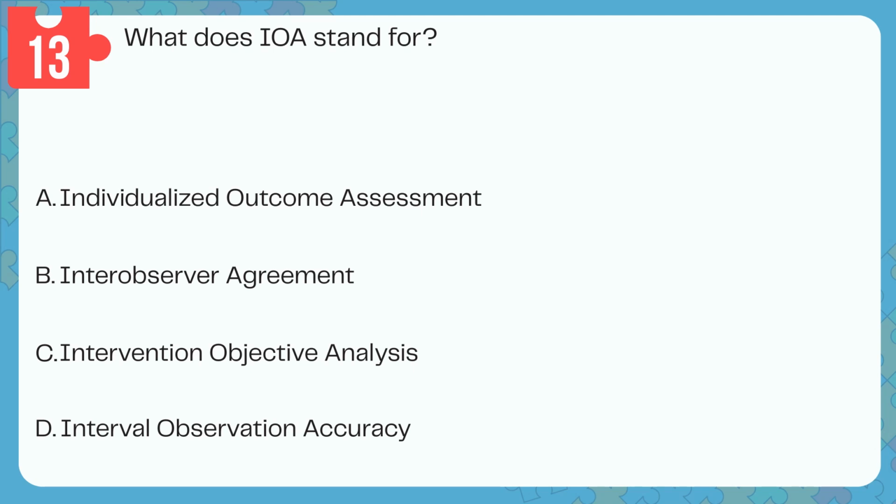Question 13. What does IOA stand for? A. Individualized Outcome Assessment. B. Inter-Observer Agreement. C. Intervention Objective Analysis. D. Interval Observation Accuracy.